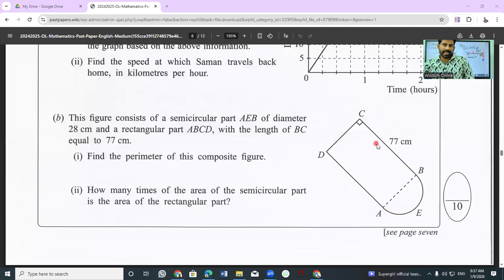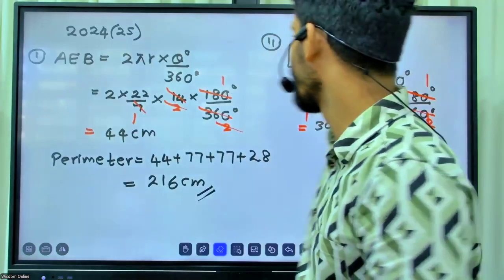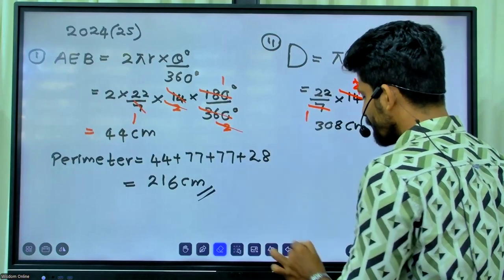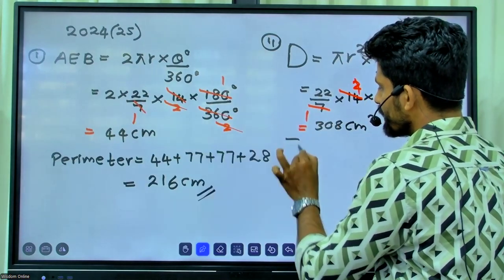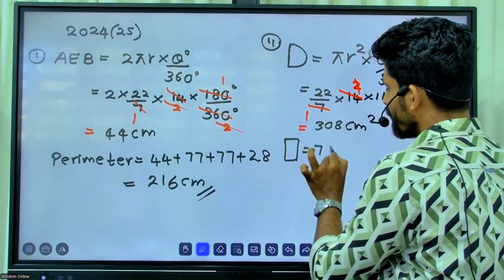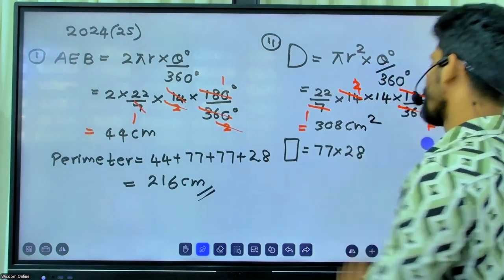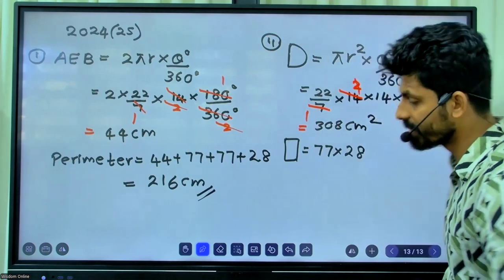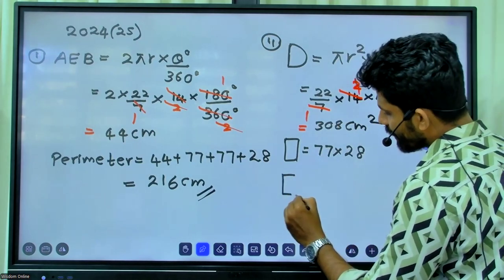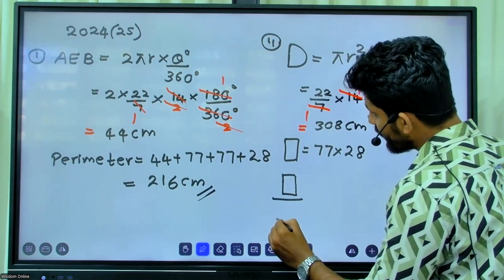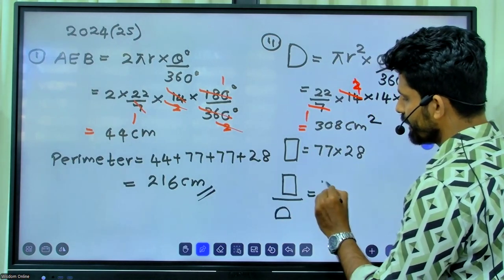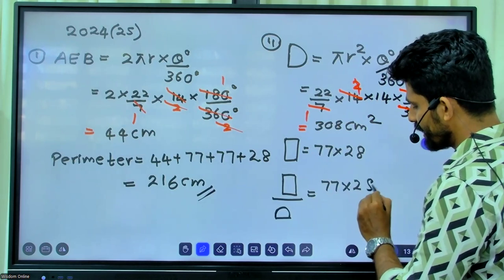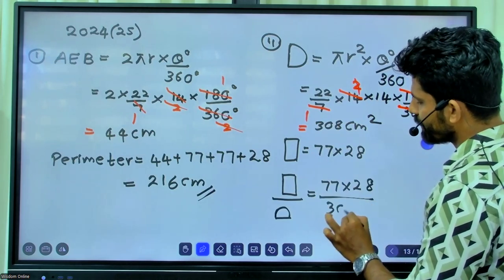Now which part's area do we need to find? The rectangle part. How to find the area of the rectangle part? 77 multiplied by 28. Then how many times? You need to divide the area of the rectangle by the area of the semicircle.